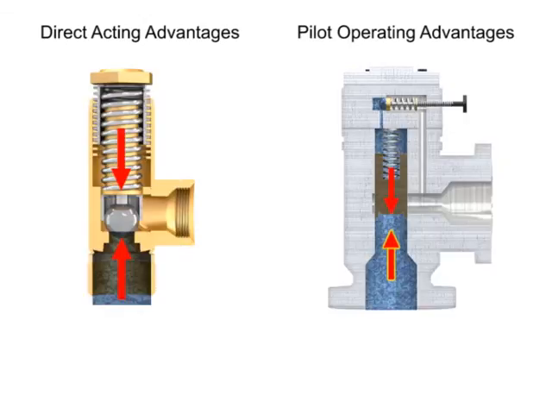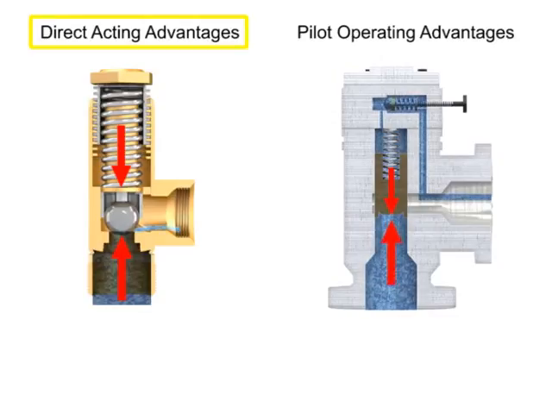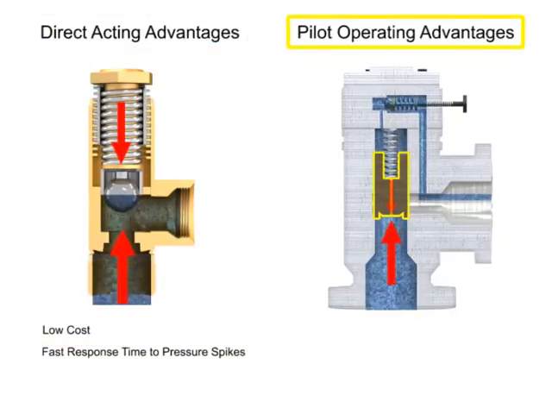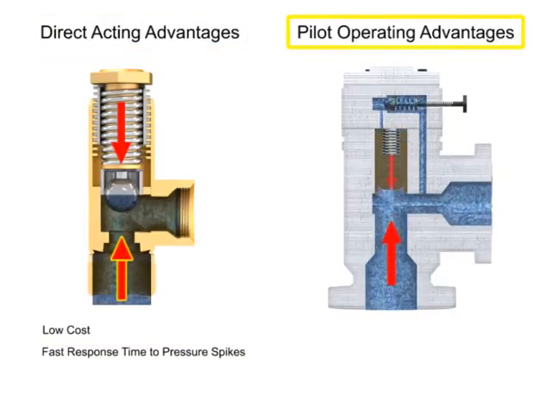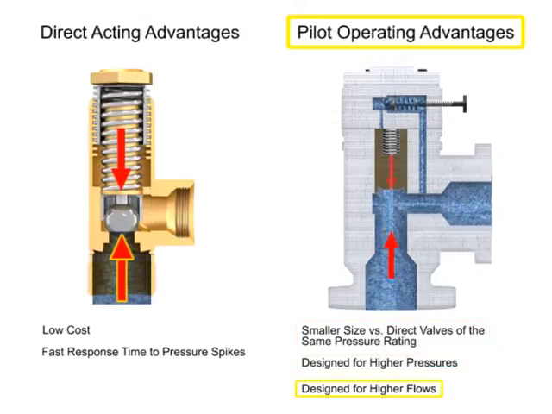Relief valves can be used anywhere in a hydraulic circuit where it's necessary to prevent pressure from exceeding a maximum level. Advantages of direct-acting valves are their low cost and fast response times to pressure spikes. Pilot-operated relief valves are advantageous due to their smaller size and ability to work with higher system pressures and higher flows.